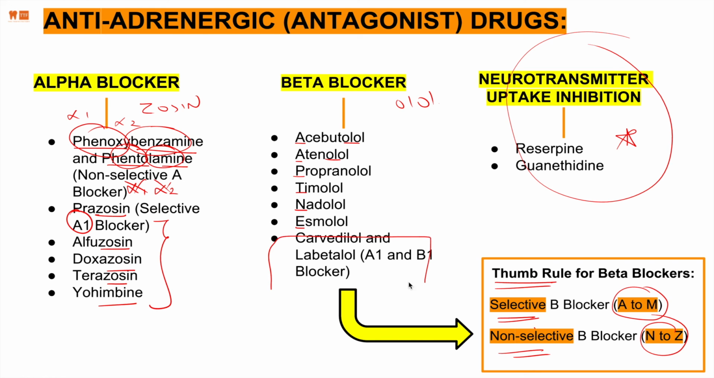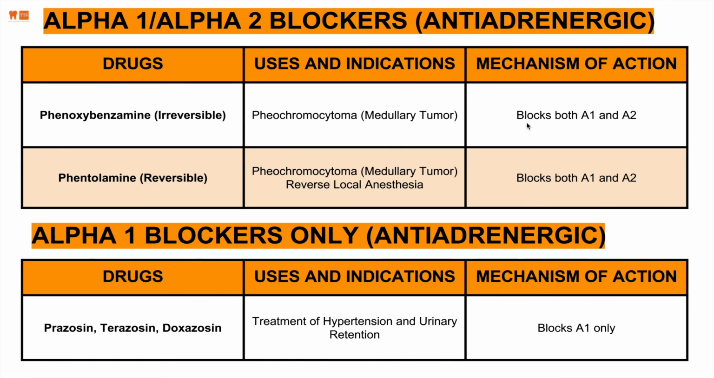This guy right here is a little weird. This kind of has the best of both worlds. It blocks both alpha 1 and beta 1 together. It is carvedilol and labetalol. These are both alpha 1 and beta 1 blockers. And we know reserpine and guanethidine as neurotransmitter uptake inhibition from our first story of the day. So let's take a look at each drug separately. Alpha 1, alpha 2 blockers, and it's antiadrenergic. The drugs are phenoxybenzamine, phentolamine. Phenoxybenzamine is irreversible.